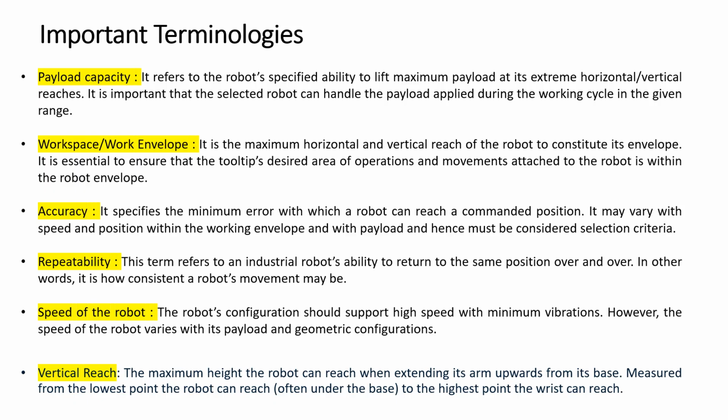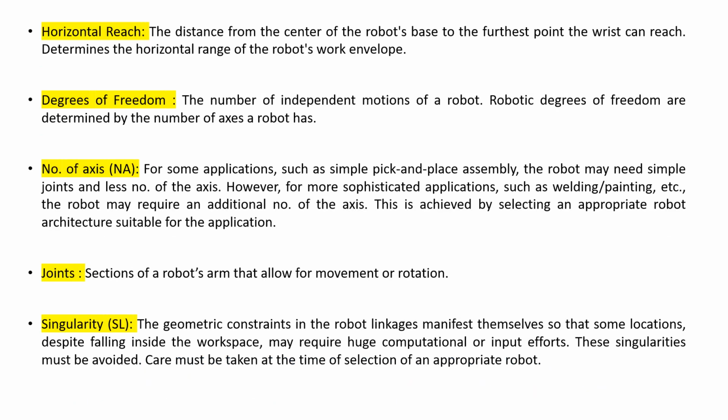Then the vertical reach, as we discussed. This is the maximum height of the robot which it can reach when extending its arm upwards from the base. It is measured basically from the lowest point of the robot to the highest point the wrist can reach. In the same way, we have the horizontal reach. It is the distance from the center of the robot's base to the furthest point the wrist can reach. So that determines the horizontal range of the robot's work envelope.